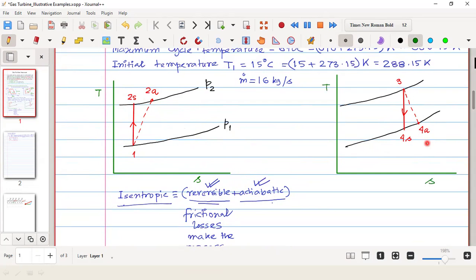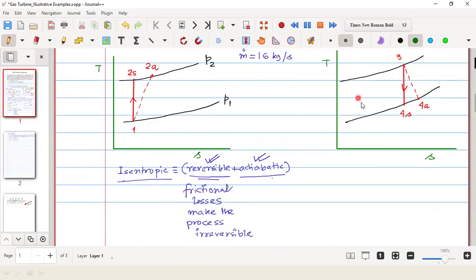Okay, now here the same theory we can write, that isentropic efficiency of the turbine, if we try to write.